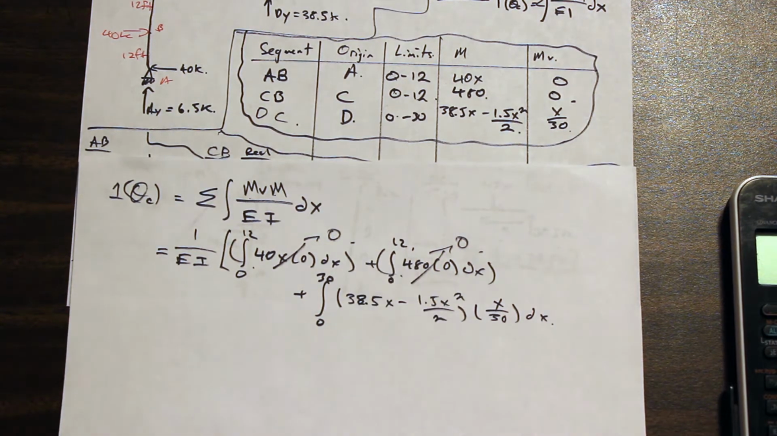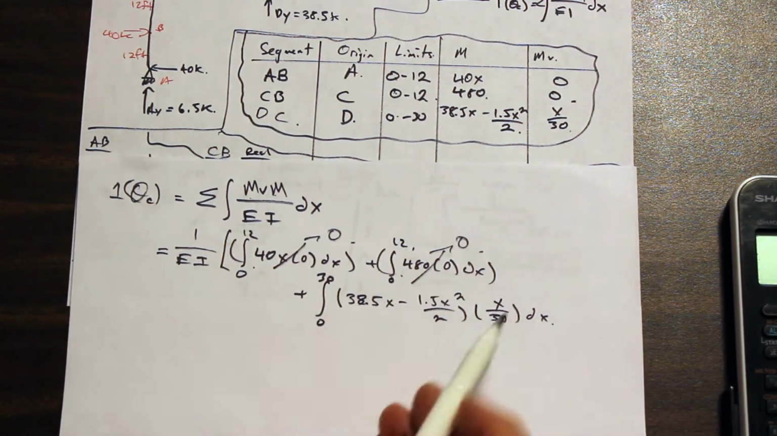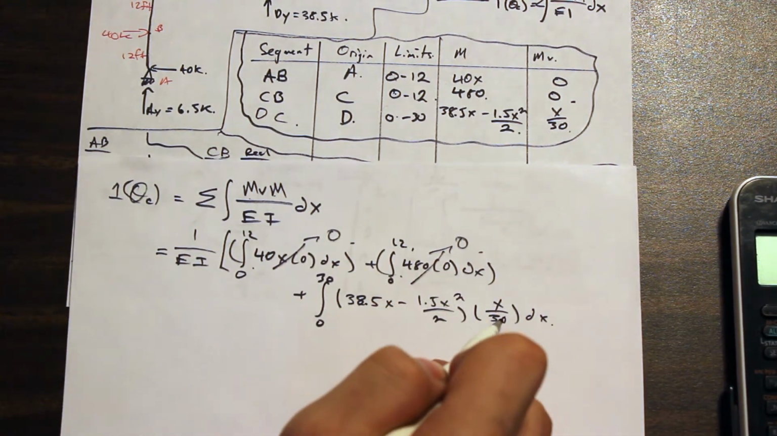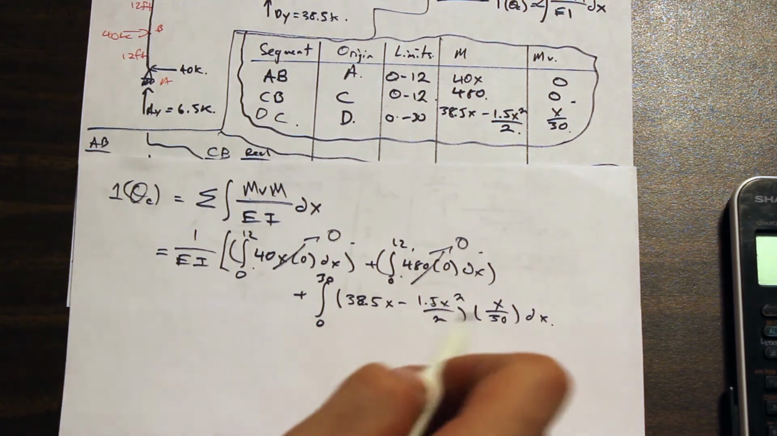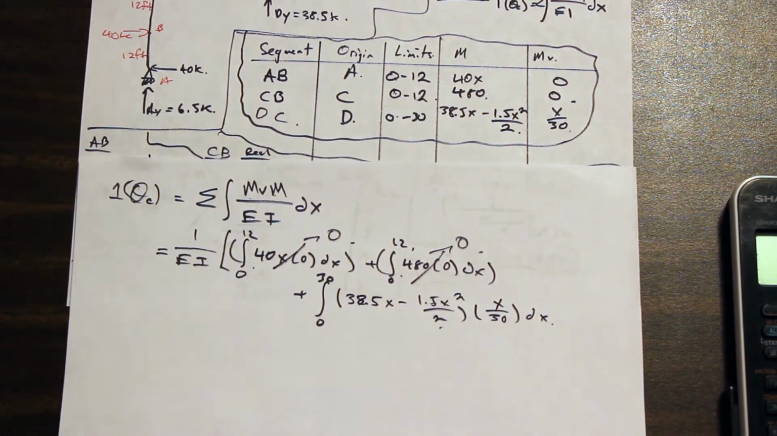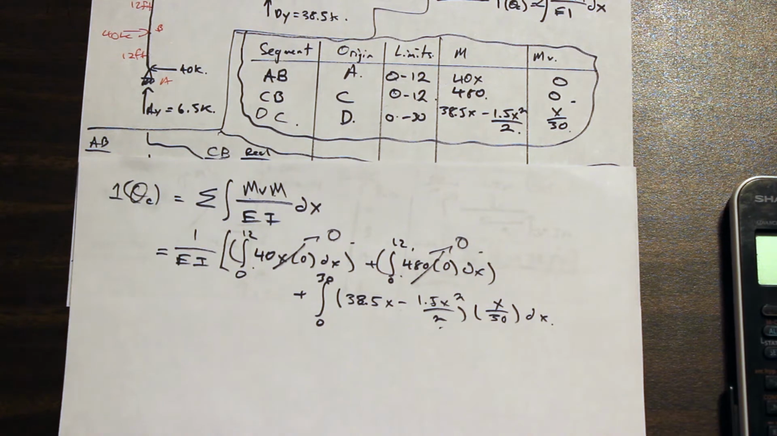So if we go ahead and work out that integration, it just takes some careful multiplication. Make sure you expand properly. So you're going to have 38.5x squared over 30 minus 1.5x cubed over 60. So go ahead, do that, integrate it. I'm not going to do it out because that's very simple. You should know how to do that at this point, and this video is long enough. So I'm going to give you the final answer.